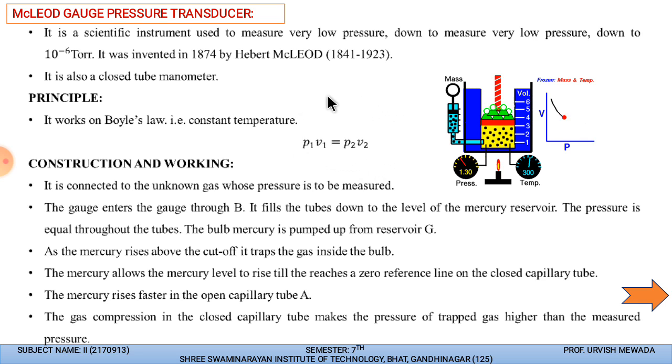The relationship was also discovered by the French physicist Edme Mariotte. So that's why this law is also called Mariotte's law.